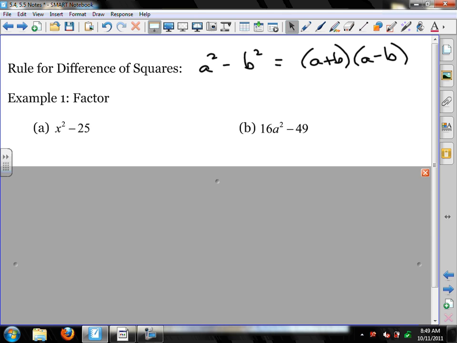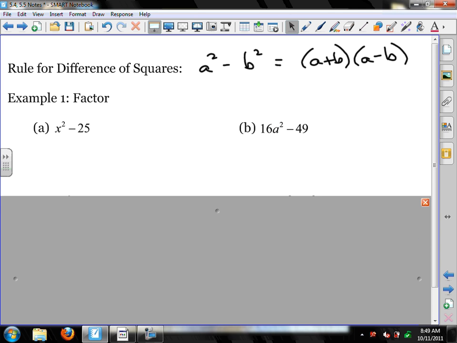Example 1, factor x squared minus 25. First thing on problems like this, make sure you recognize it as a difference of squares. It probably is if it's right under that on the slide, but it's not going to say factor by using a difference of squares. You need to recognize we have two perfect squares with a minus sign. So this one would factor to what? Not 25. 5, yeah, because we have x squared and 25 is 5 squared. So a is x, b is 5, so we've got x minus 5 times x plus 5.